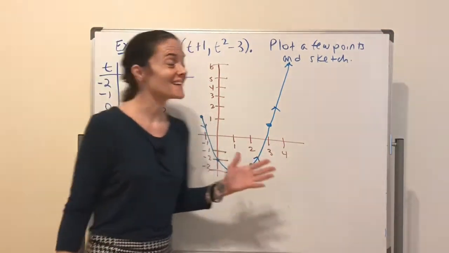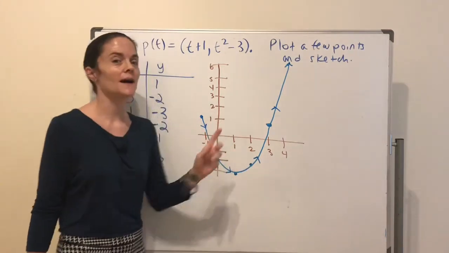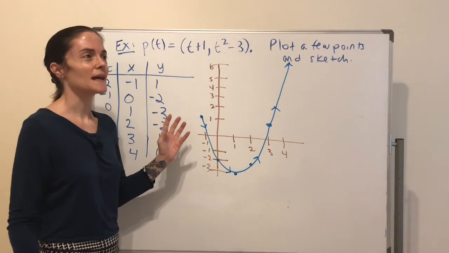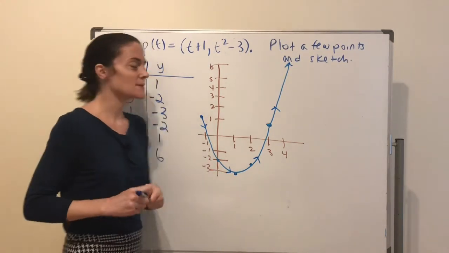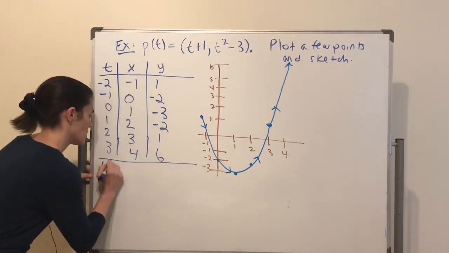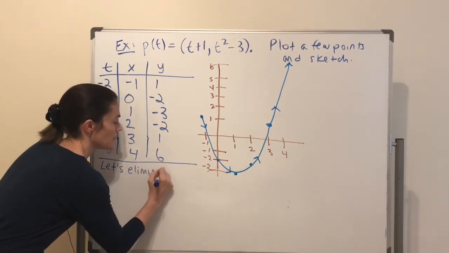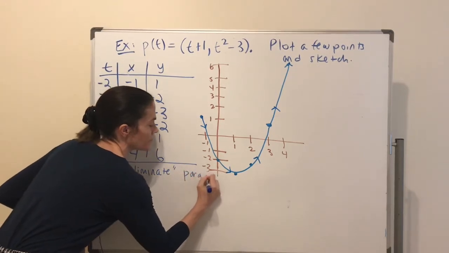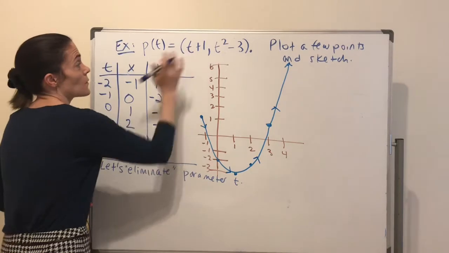What we see here, just graphically, this looks like a parabola. And how could we see that? y is some function of x. Well, sometimes you can eliminate the t to get y as a function of x. So let's eliminate this parameter t.